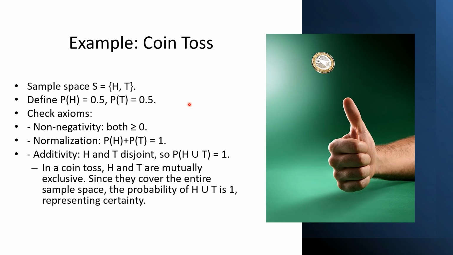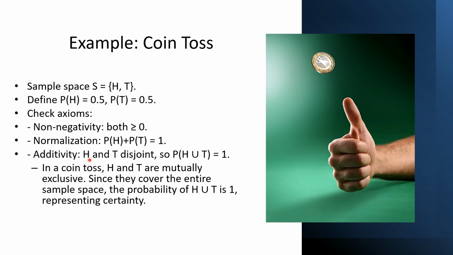Let's take the example of a simple coin toss. The sample space is heads or tails. Those are your two possible events. The probability of a head is 0.5. The probability of a tail is 0.5. So let's check these axioms to see if they're validated here. Non-negativity: both probabilities are greater than 0, 0.5 and 0.5. Normalization property: the probability of a head plus the probability of a tail is equal to 1. 0.5 plus 0.5 is equal to 1.